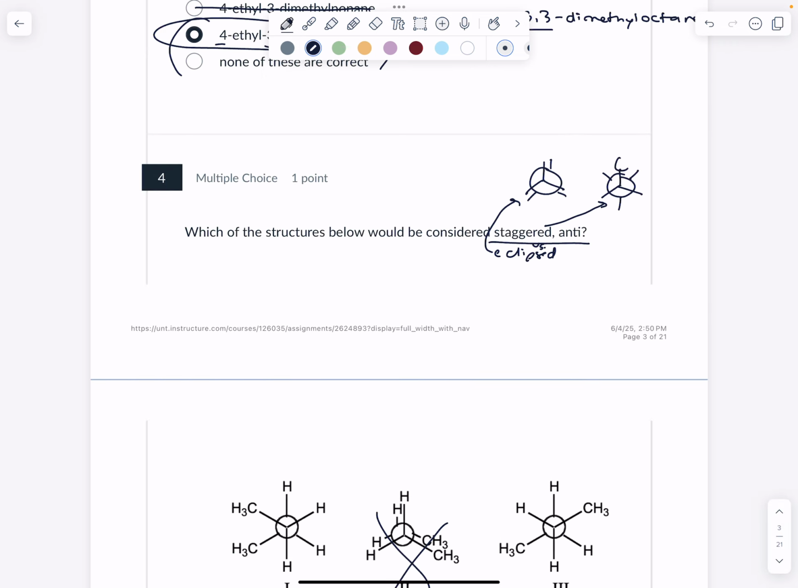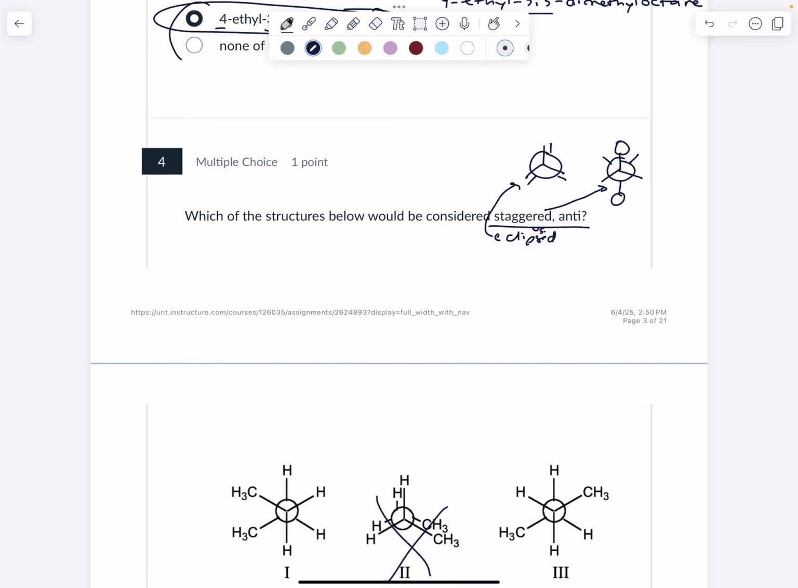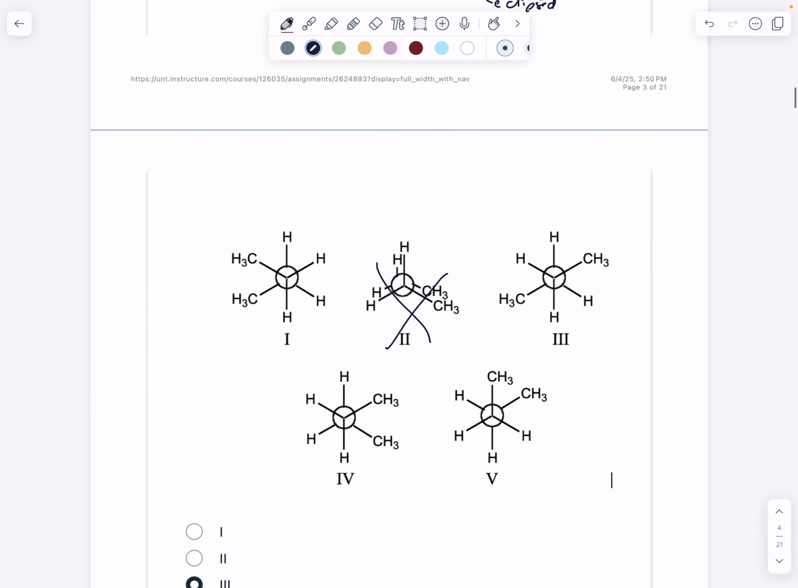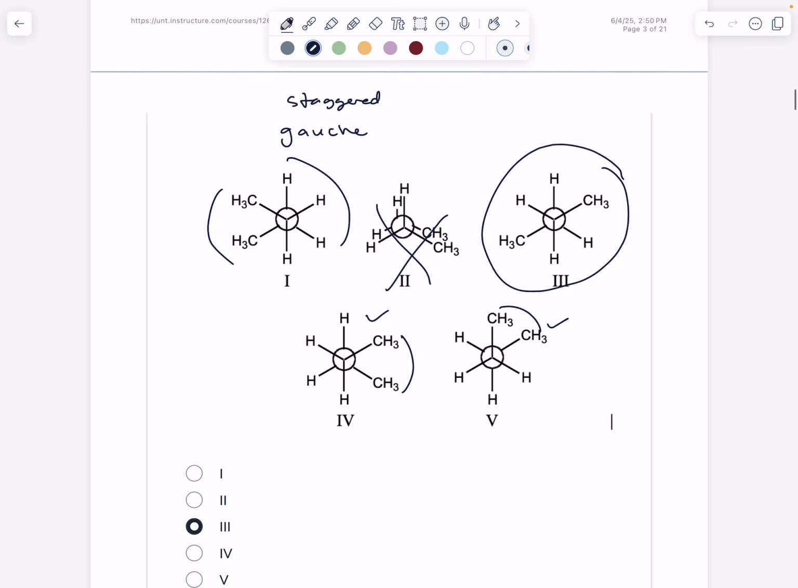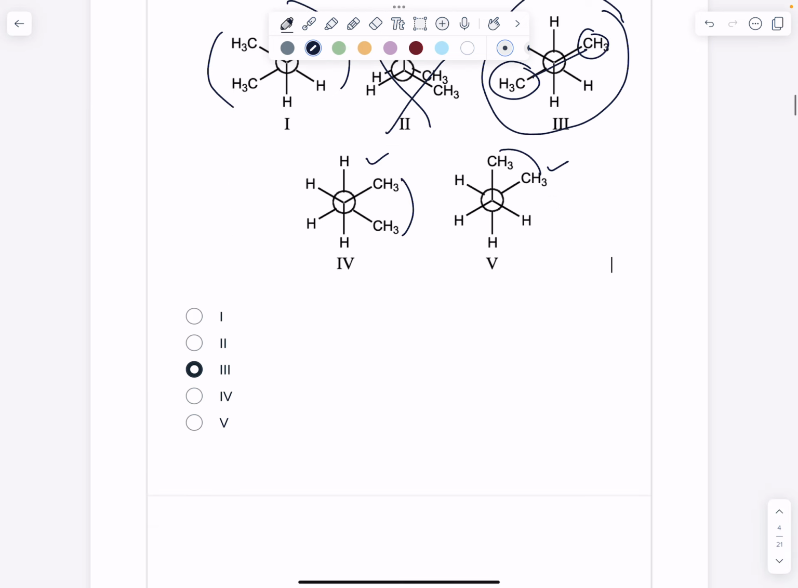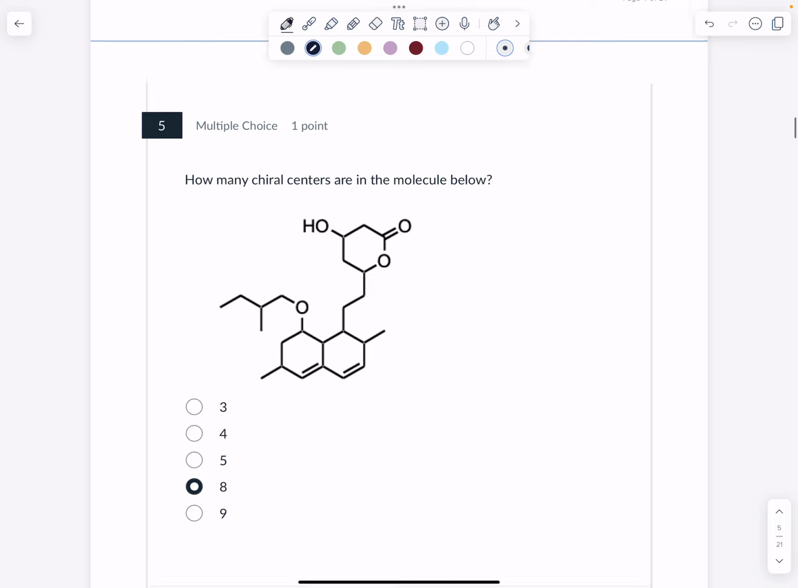And then anti will have the biggest groups opposite one another. Usually if there's any ambiguity, I'll tell you which two are the biggest groups, but in this case, when we're looking at all the groups, it's only hydrogens or carbons, so obviously the carbons are the bigger groups. Now, when the two carbons are next to each other, that's considered gauche. So this is staggered, but it's staggered gauche. And the same thing is true for this one and this one. The two biggest groups are next to each other. So that only leaves 3 for staggered anti, and these two big groups are completely opposite each other. So answer choice C is right.